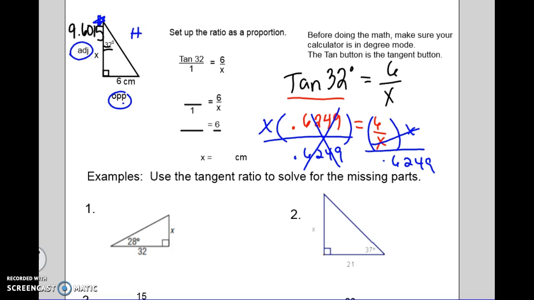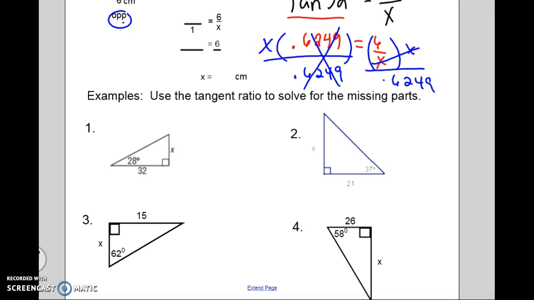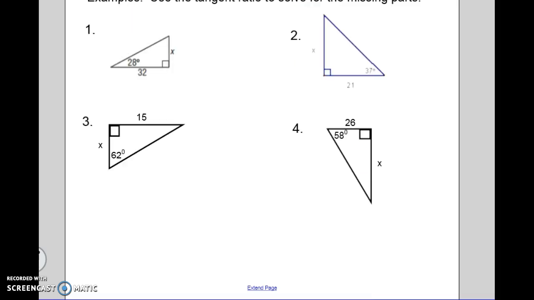Okay, I want you to try number 1 and number 2. All right, so on number 1, where do I start? Labeling the sides. Good, but where do I start? Where am I standing? Angle 28. I'm standing at 28, very good, because that's the angle they gave me.